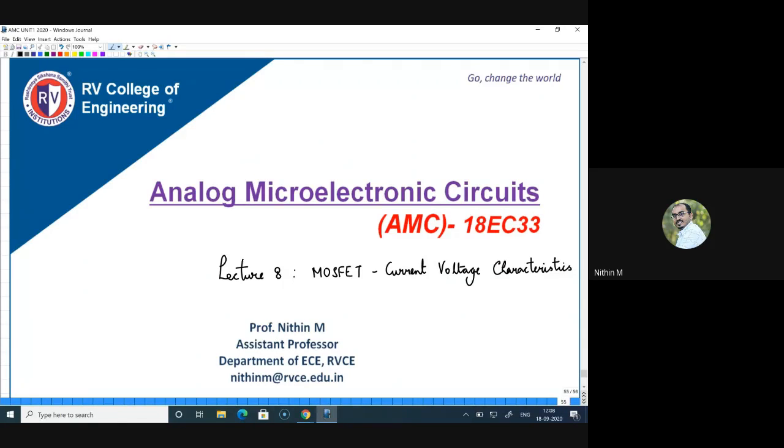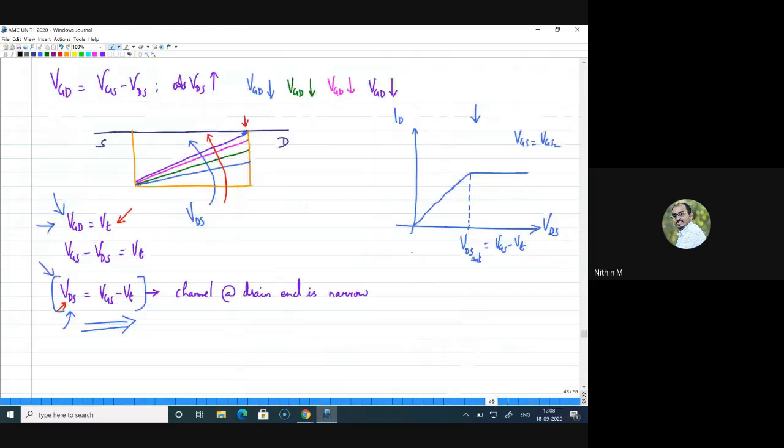Good afternoon. This is your lecture 8, Analog Microelectronic Circuits. And in today's class, we will continue a discussion on the current voltage characteristics of MOSFET by deriving the current equation. So in the previous class, we have done certain things.